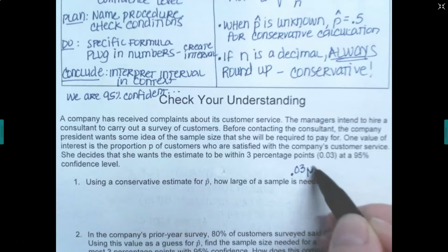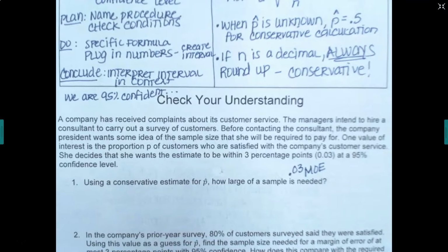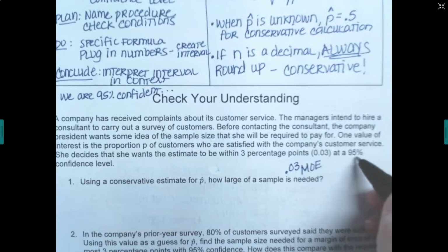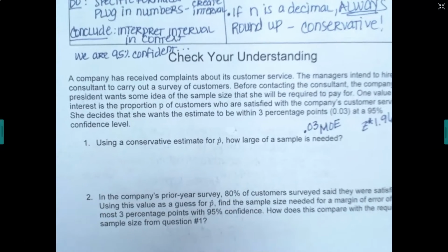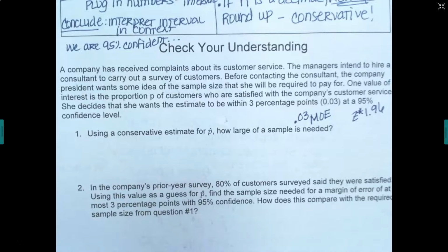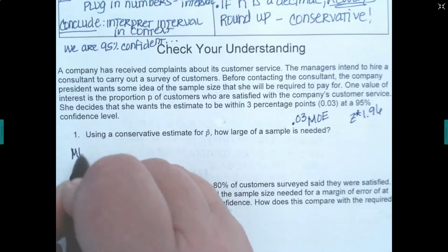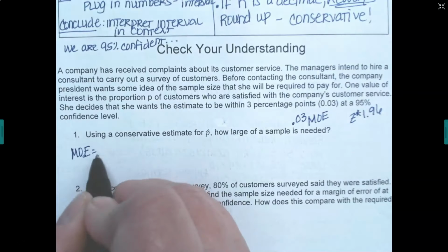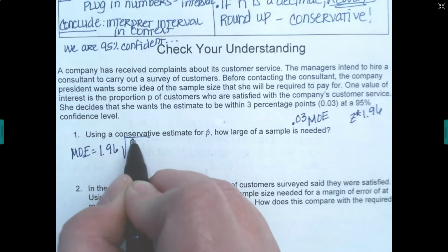0.03 is your margin of error. Okay, and your confidence level is 95%, so that's going to give you a z-star of 1.96. Okay, so hopefully we're remembering that. Now, I'm going to get you started into setting this up. So remember, to find a margin of error, you have to take the z-star times the standard error.